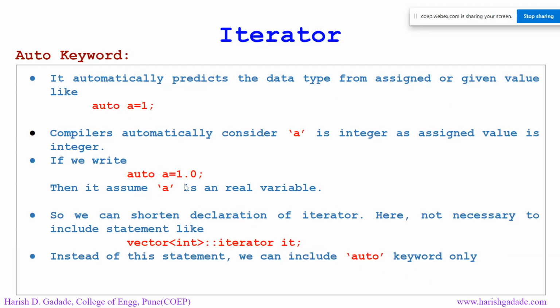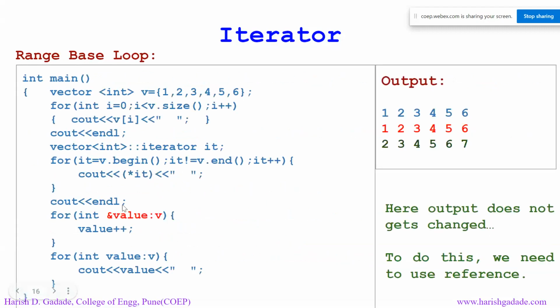In the second example, if I assign 1.0, then that will be considered as a real or floating value, right? So the compiler automatically considers A as an integer as the assigned value is an integer. Here if we write this one, then it assumes A is a real variable. So we can shorten the declaration of the iterator here, it's not necessary to include this statement.